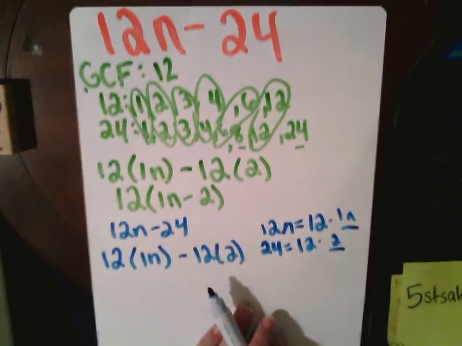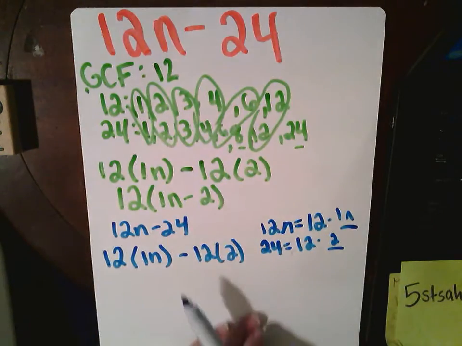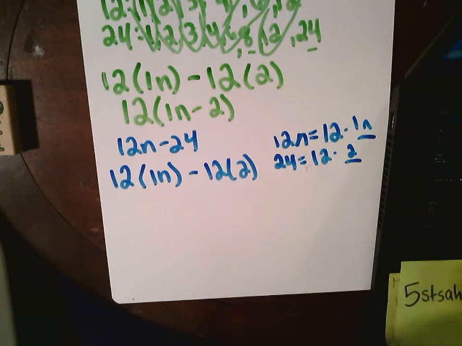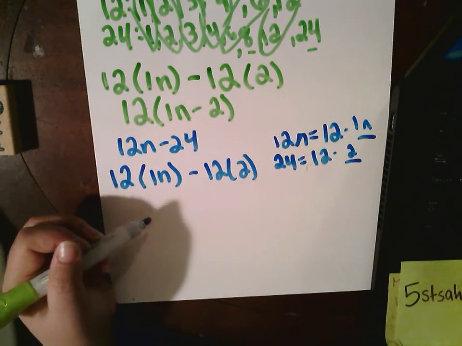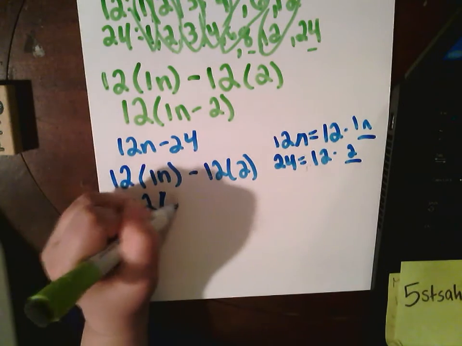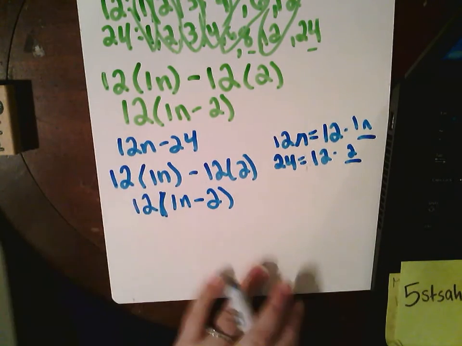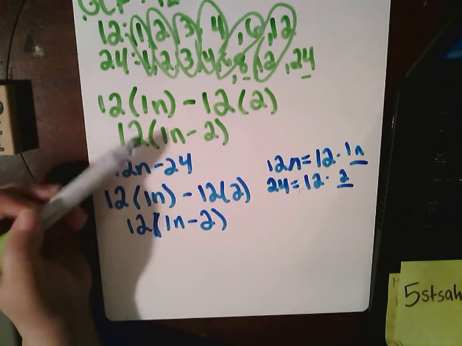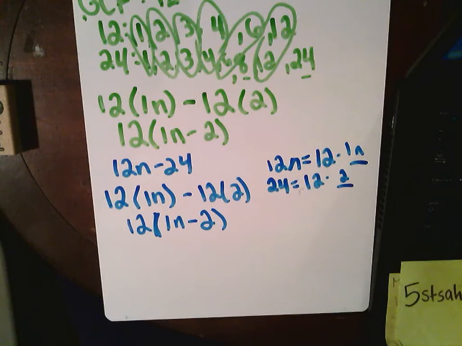Because remember, if I'm doing it this way with the rational number, I have not done the greatest common factor. I don't know it, not off the top of my head, I haven't done that yet. So then I go ahead and pull out the 12. And I have 1n minus 2 left over. So remember, either way I did it, whether I did the greatest common factor or I did the rational number, I get the same thing.